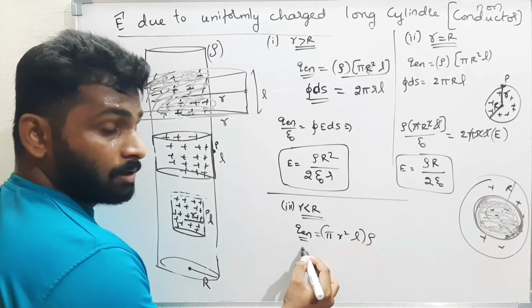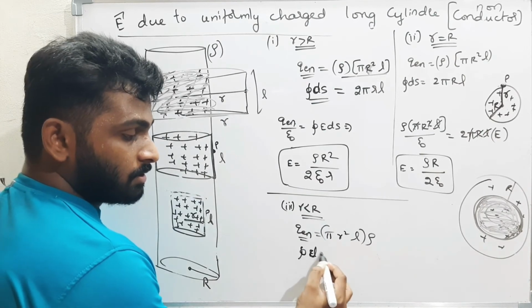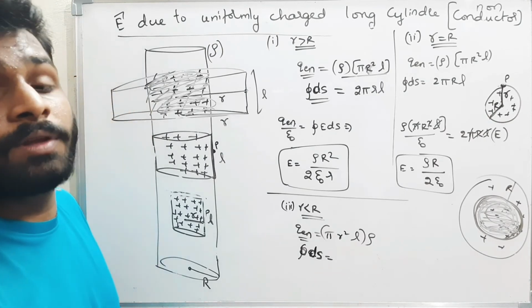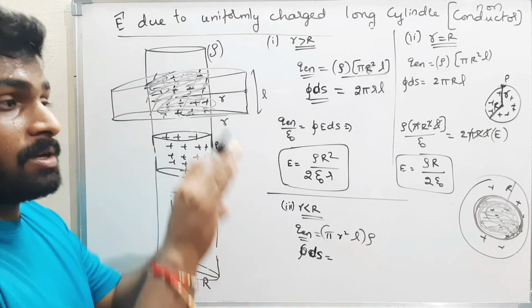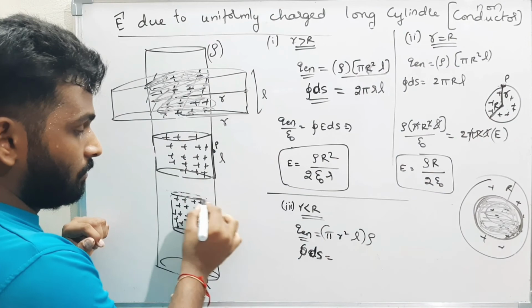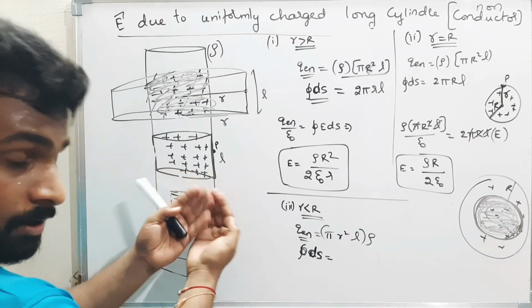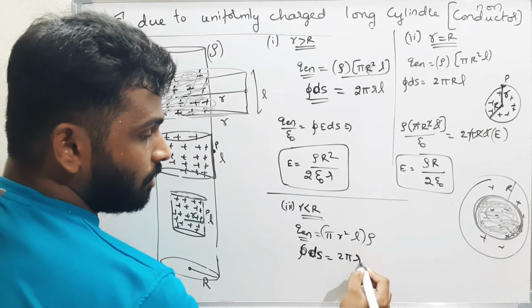What is the surface integral of dS? That is nothing but the surface area of the Gaussian surface, the cross-section area of the Gaussian surface. It is nothing but 2 pi small r into L.